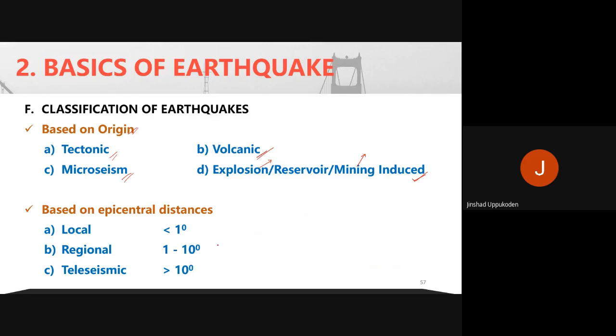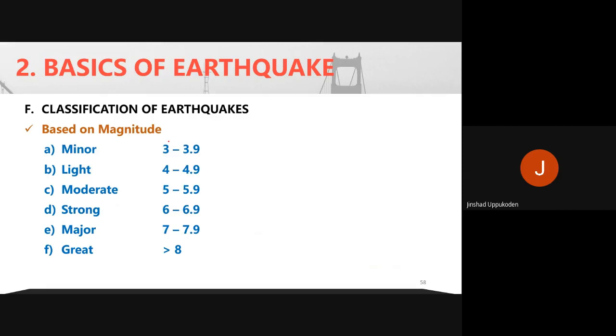And then depending upon the epicentral distances: local, less than 1 degree; 1 to 10 degrees, which is regional; and teleseismic, if it is greater than 10 degrees, depending upon the angle of how the seismic waves reach. And then magnitude is a measurement of an earthquake, of how much energy is being released. Depending upon that, a scale has been developed. Depending upon the magnitude: minor, light, moderate, strong, major, and great. You must have seen in newspapers that Japan got an earthquake of Richter scale 7 or 7.9, etc. These are magnitudes of the earthquake.